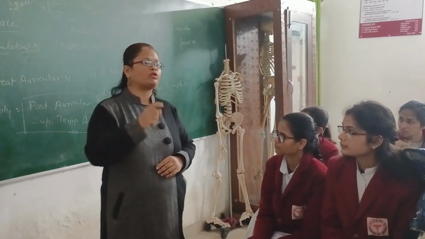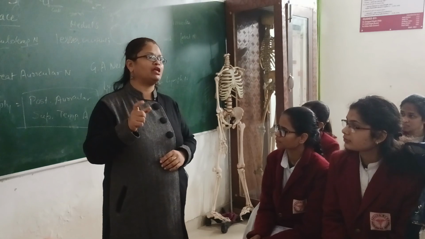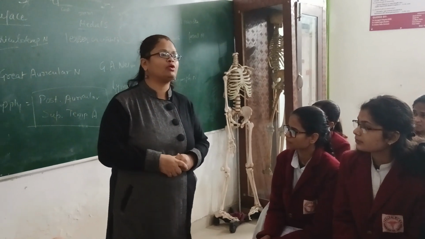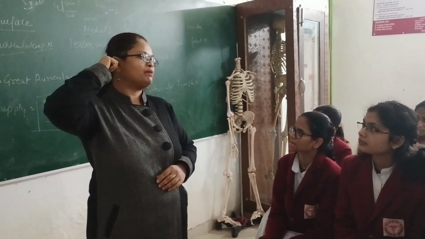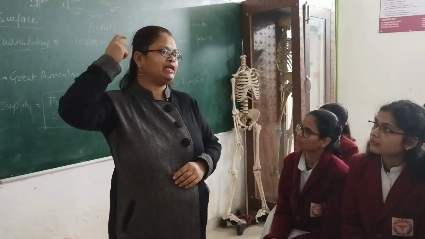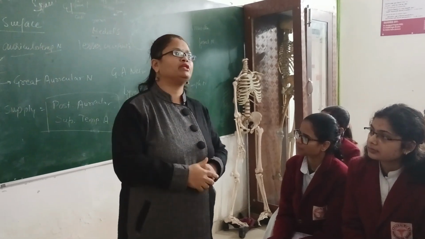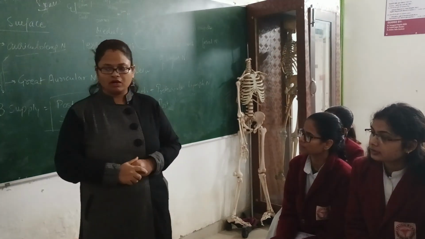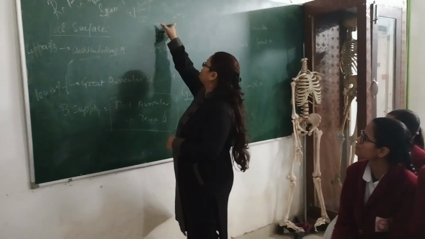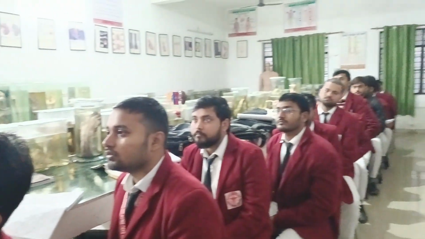So that is why, because of this S-shaped nature of this canal, for examination of the external auditory meatus, we have to pull the pinna upward, backward and slightly laterally. Now what is the length of this external auditory meatus? The total length of this meatus is 24 mm.